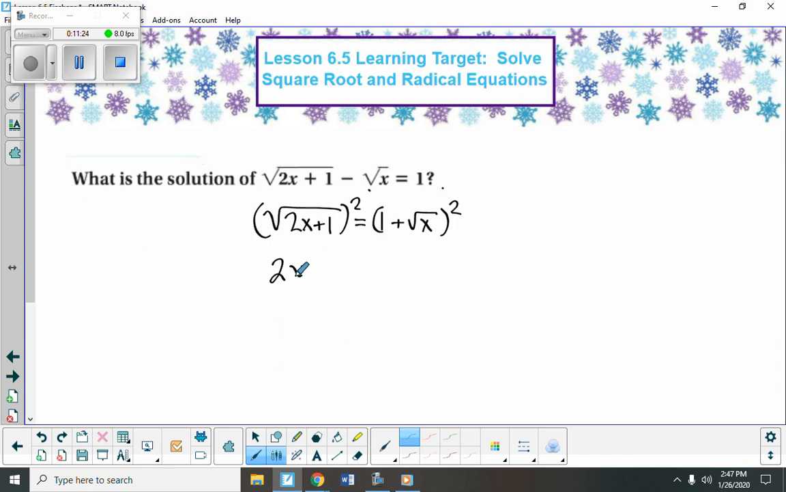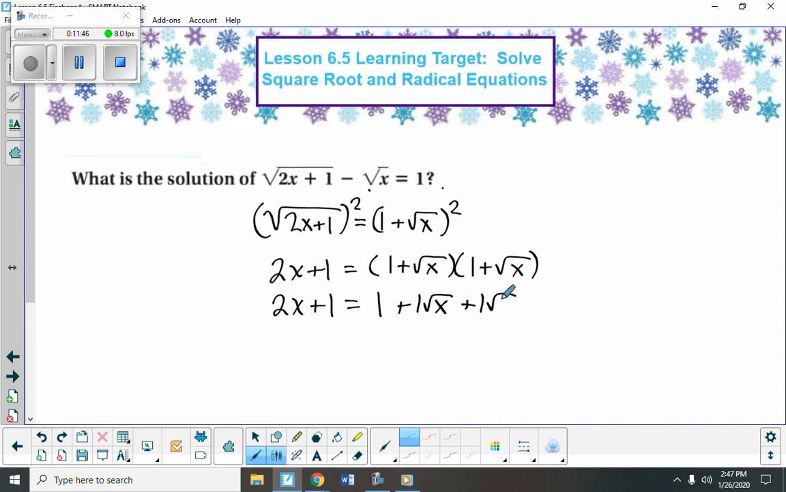So here you have 2x plus 1. And here we have a sum, so we have to write it twice. So you have 2x plus 1. Here you have first, it would be 1. And then when we FOIL, the outer is plus 1 square root x. 1 times the square root of x is 1 square root x. And then you have the square root of x times the square root of x, which is the square root of x squared, which is just x. Let's just combine like terms here first. So 1 plus x plus 1 root x, and 1 root x would be 2 root x.